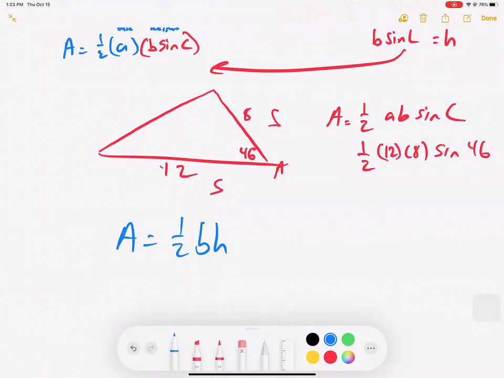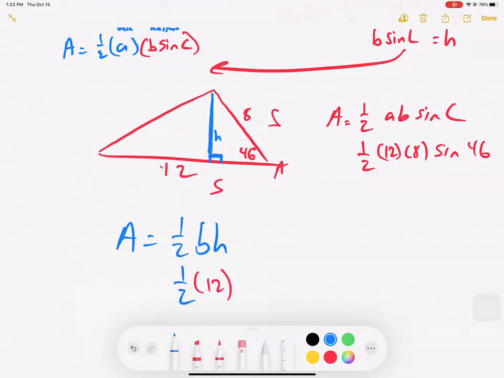So what's the base of this triangle? Can you guys see the base? The base would be 12. You guys probably would agree with me there. What about the height? Is there a height here? We don't have it, but we can draw a right triangle, and that's us being creative here.